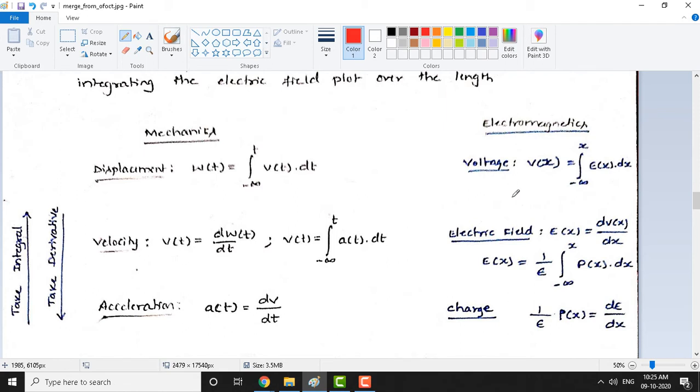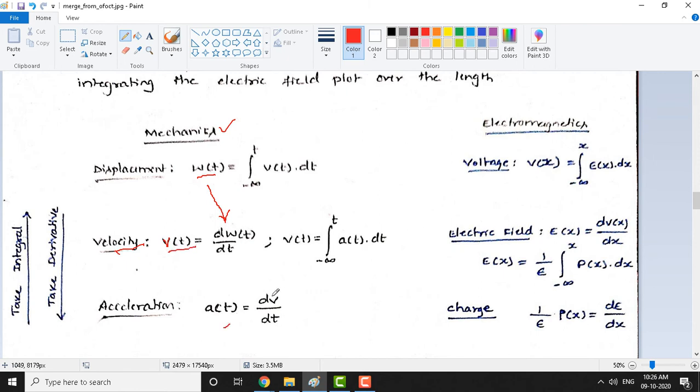Let me touch upon a little bit about classical mechanics and electromagnetics. Later on I will connect this to the space charge region. Suppose you know the displacement, which you must have studied in your 10th or pre-university. W of t we denote for displacement. To obtain the velocity, you take the derivative of the displacement, dw of t by dt, and that gives the velocity.